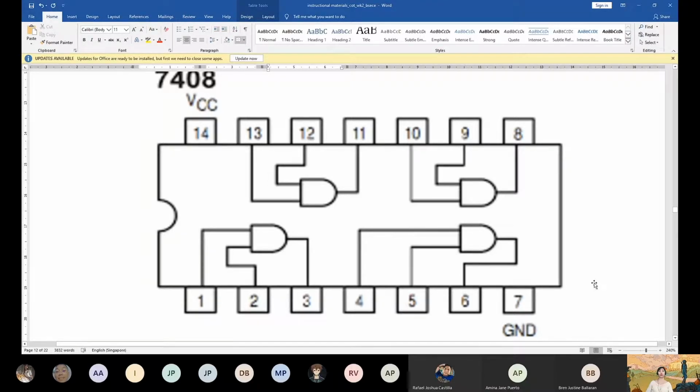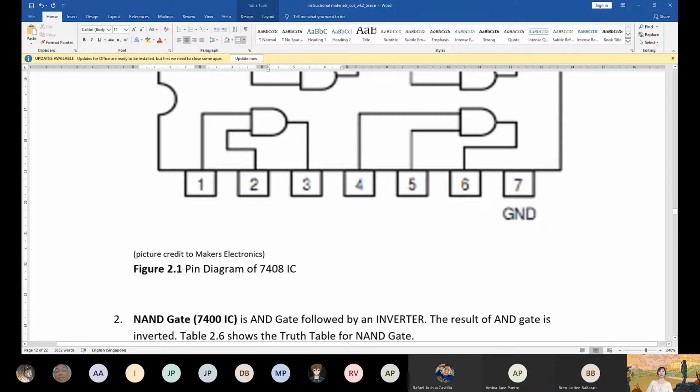Question for the AND gate? Question? None. Okay, clear? Okay.